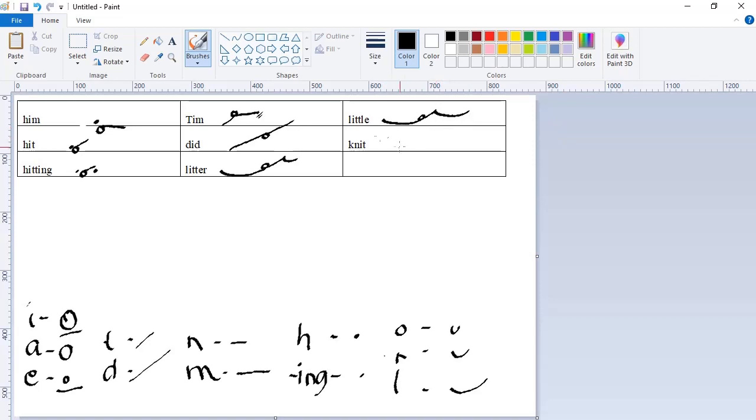Little. Next, knit. Knit. May K ba doon? Wala po. Ang nandun lang is N, I, T. Knit. Nakuha po? So, those are our sample words for the sound of short I. So, short I, E ang gagamitin. Long I sound, I ang gagamitin.